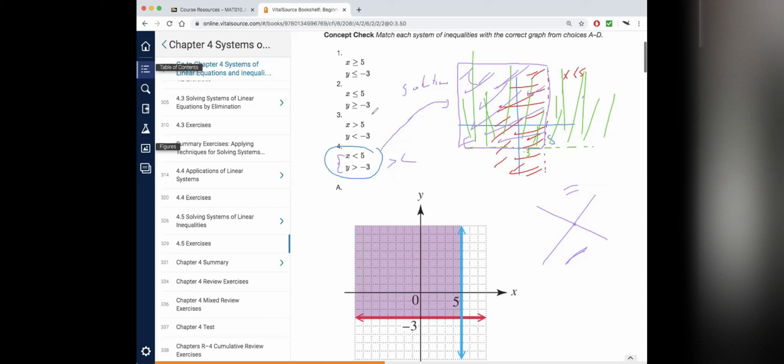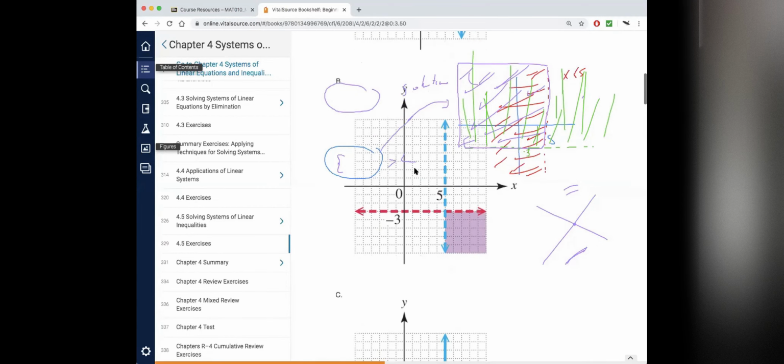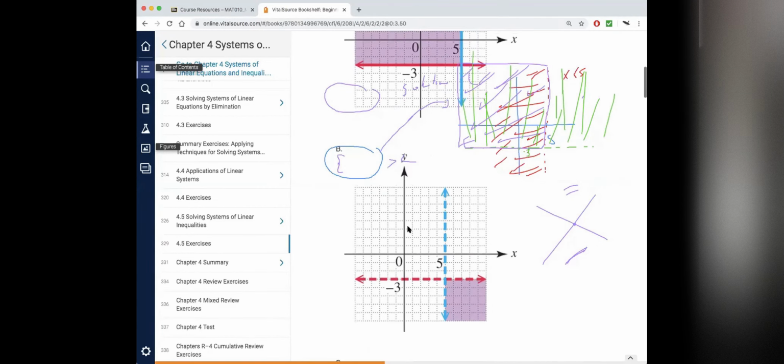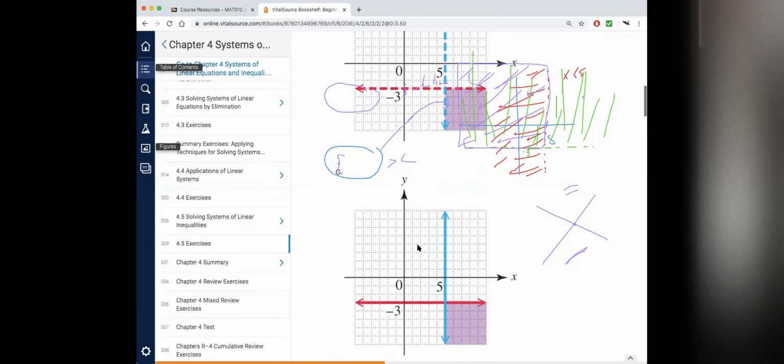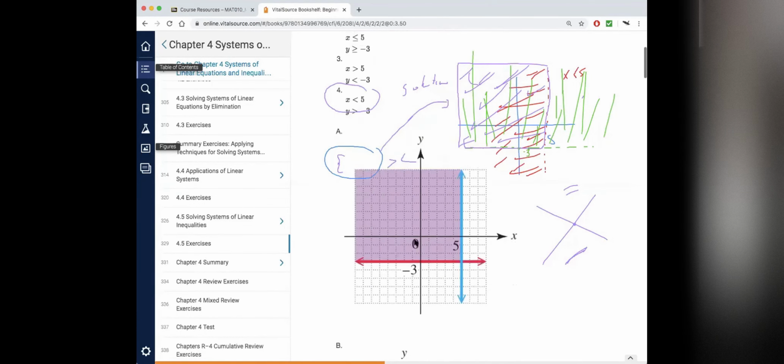Same way you can match any other ones. Let's look at number 2. All right, let's see which graph matches. Which graph matches 2? So we have x with 5 and y with -3. How are the lines, by the way? Are they solid or broken? Solid. They're both solid. So we ignore any line that's broken. For example, ignore this. Ignore the one we just did. It's already out.